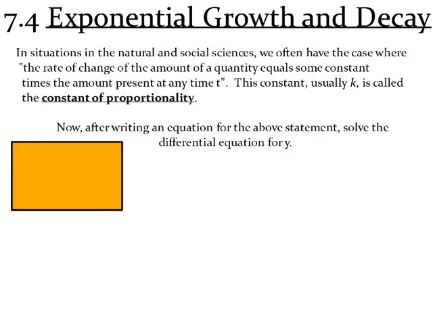Okay, this section is on exponential growth and decay. What you want to pay attention to, so that you know when you have one of these types of problems, is this part right here in the quote. So you can pause and read this whole paragraph, but what I'm going to emphasize is this. The rate of change of the amount of a quantity equals some constant times the amount present at any time t. It might also say something like the rate of change of an amount is proportional to the amount present.